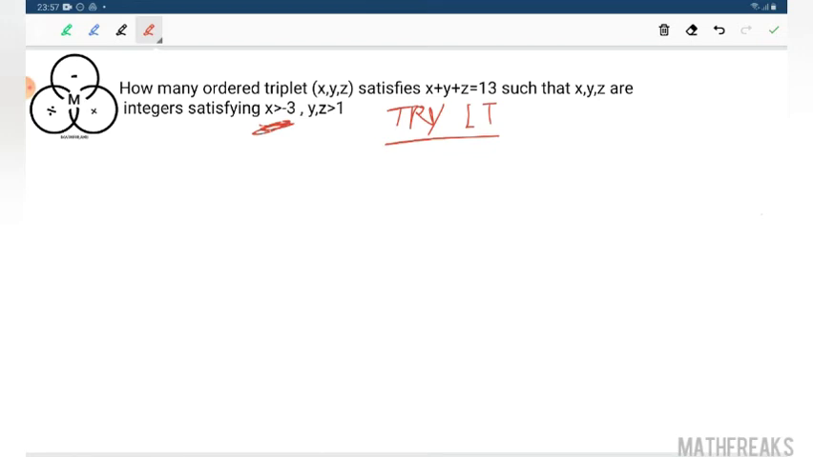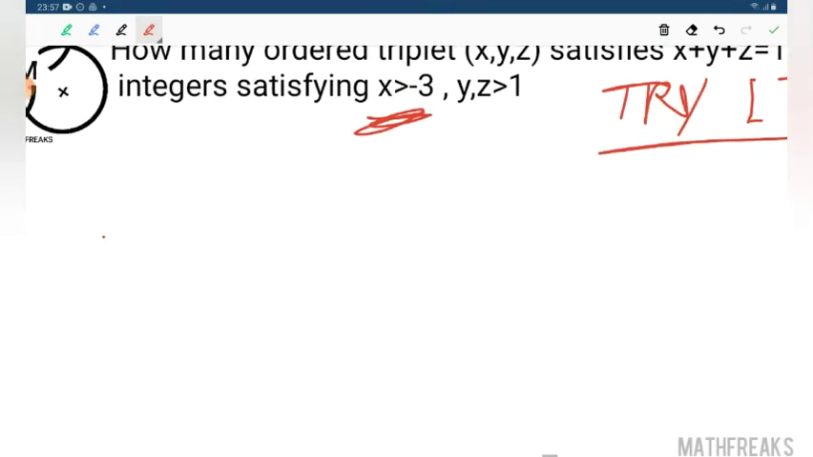Let's solve it. How many ordered triplets satisfy x plus y plus z equals 13 such that x, y, z are integers satisfying x greater than minus 3? What are the possible values of x in negative terms? Let's think. Whenever it's a case of positive, we can do this by simple beggars method. We can think of y as some a plus 1 and z as some b plus 1, where a and b are non-negative integers.